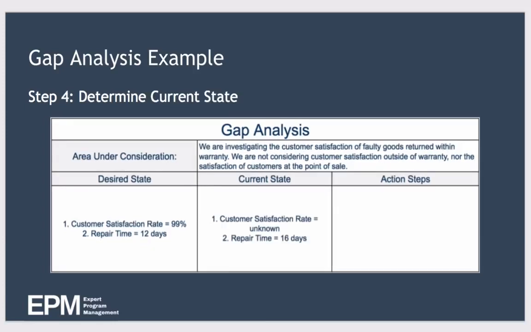So step 4, determine the current state. Now that we know the targets we want to achieve, in this step we assess where we are currently against those targets. Now, unfortunately for this company in our example, it doesn't currently benchmark customer satisfaction, but it does know that the average repair time is 16 days. So we update our gap analysis template to reflect this.